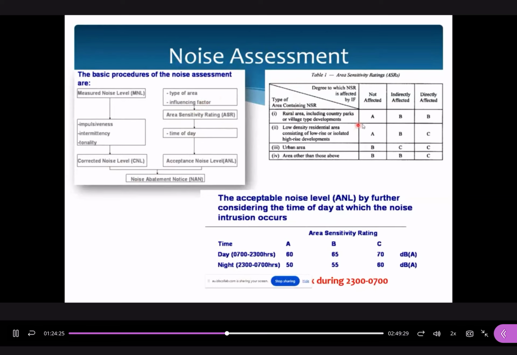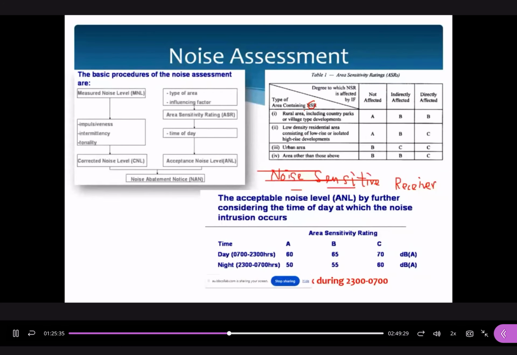How to find out this one? We may make use of this figure. In this figure, the vertical column here is the types of area containing NSR. What is NSR? NSR is the noise sensitive receiver. NSR refers to any buildings. No matter whether this is office buildings, commercial buildings, industrial buildings, or educational buildings, all of them we can classify as noise sensitive receivers because there are people inside doing various activities.